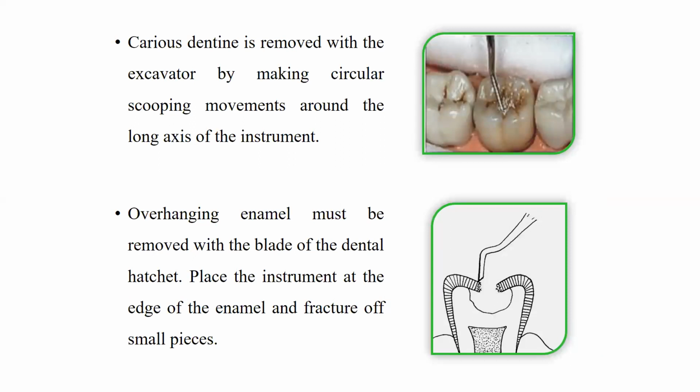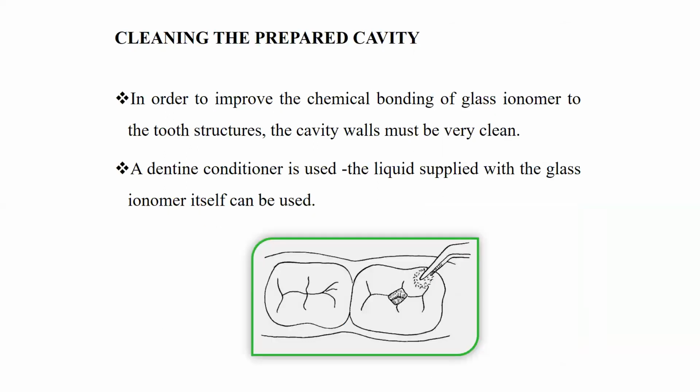Caries is removed with the excavator by making circular scooping movements around the long axis of the instrument. Overhanging enamel must be removed with the blade of the dental hatchet. Place the instrument at the edge of the enamel and fracture small pieces. Cleaning the prepared cavity. In order to improve the chemical bonding of glass ionomer to the tooth structures, the cavity walls must be very clean. A dentine conditioner is used. The liquid supplied with the glass ionomer itself can be used.